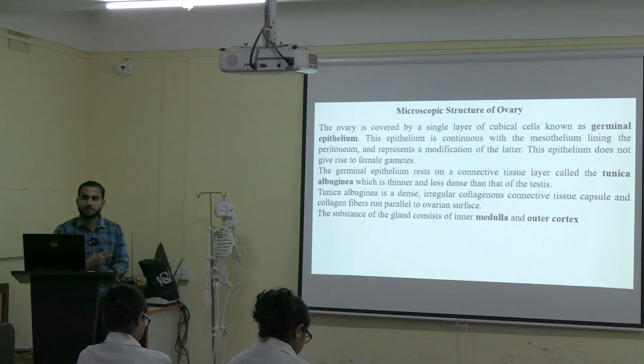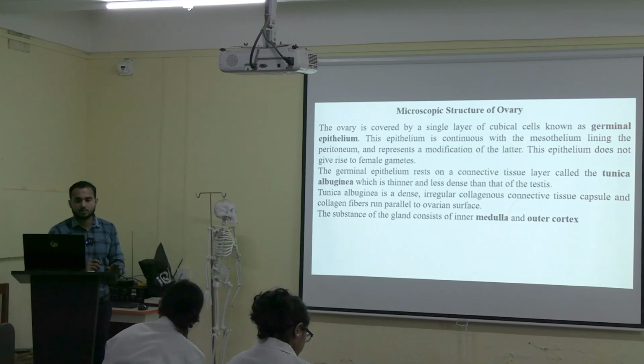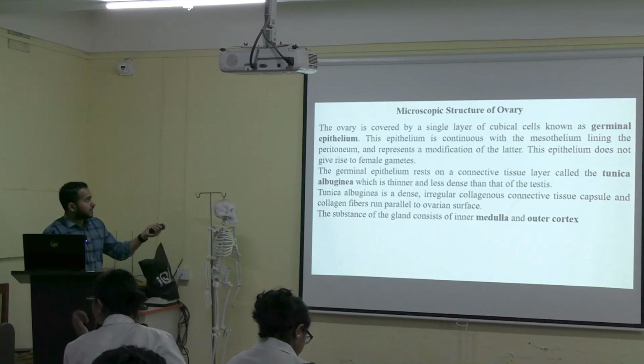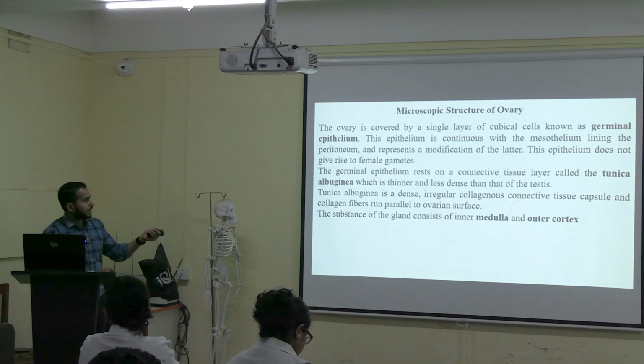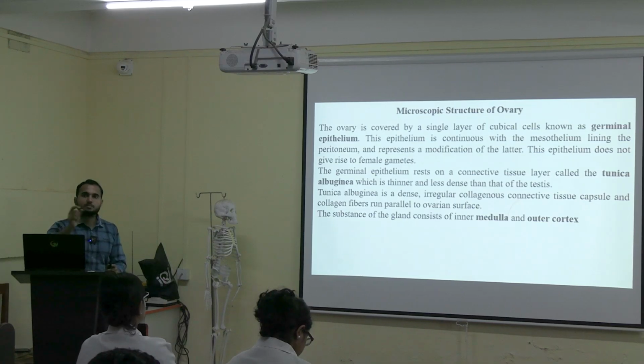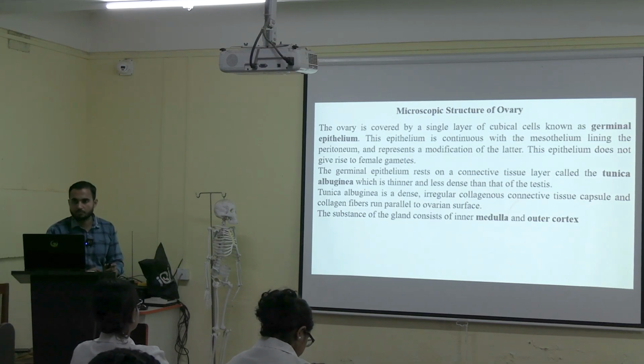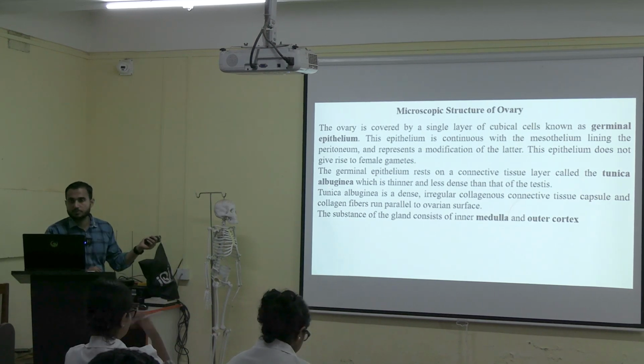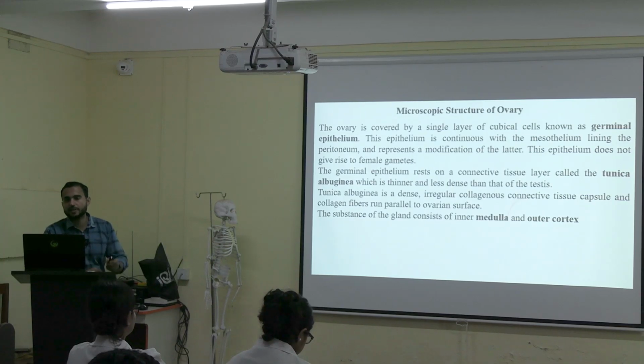For example, here we get germinal epithelium. The outermost layer is the germinal epithelium, which is made up of simple cuboidal epithelium. Below the germinal epithelium, a connective tissue layer is present, and that is called the tunica albuginea. Now, this tunica albuginea is thin as compared to the tunica albuginea of the testis.